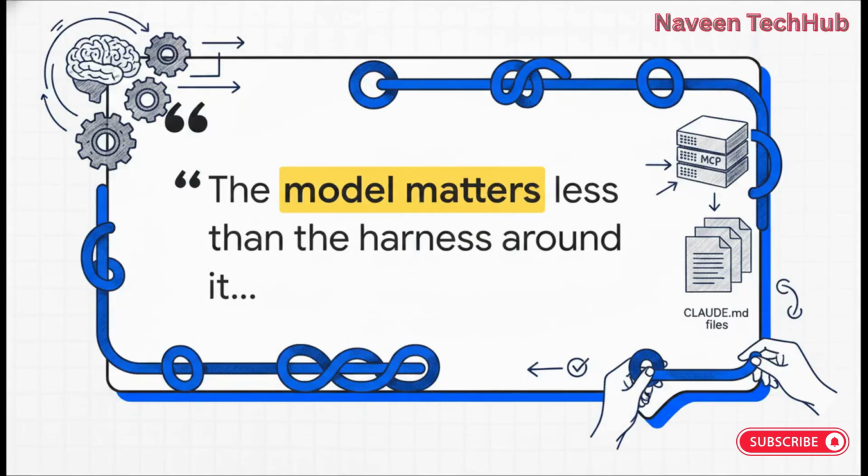I want to share a profound quote from the developer community that perfectly sums up modern AI engineering. The model matters less than the harness around it. It's the orchestration and verification layer that decides whether the output is shippable. Your prompt engineering skills, your strict CLAUDE.md files, your custom skills, your MCP servers, that is the harness. A great model with a terrible harness will just write bad code faster.